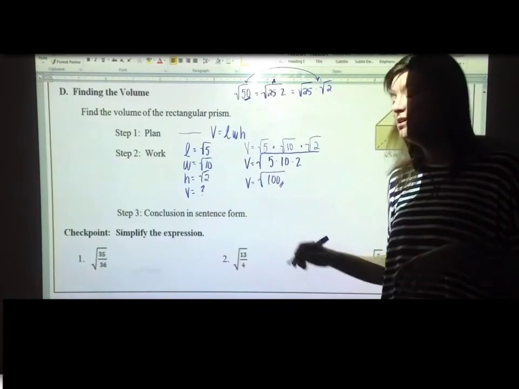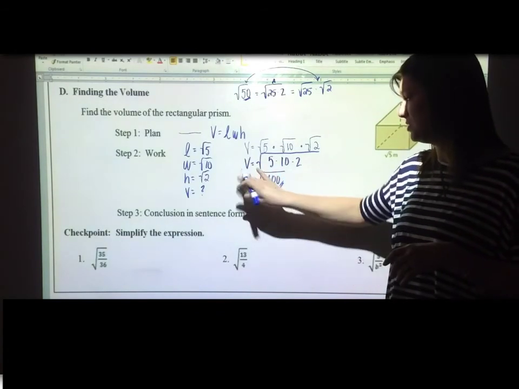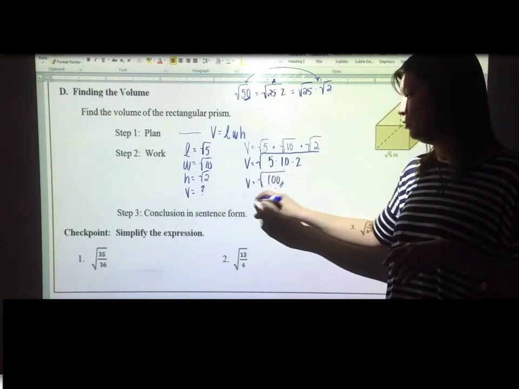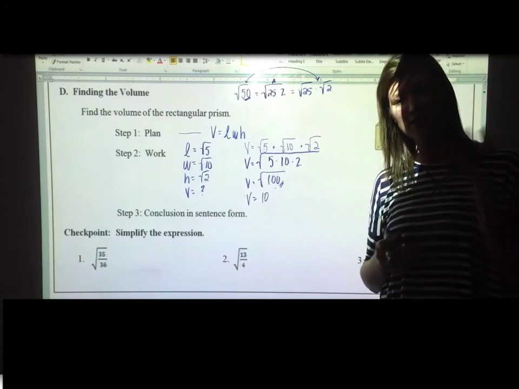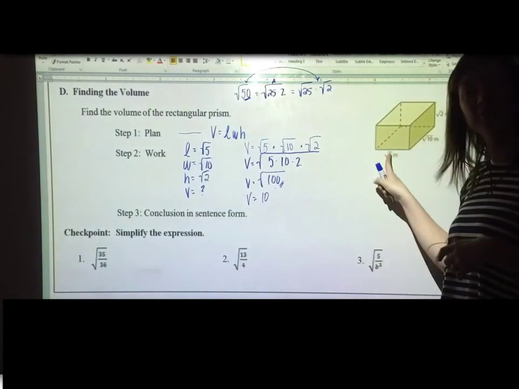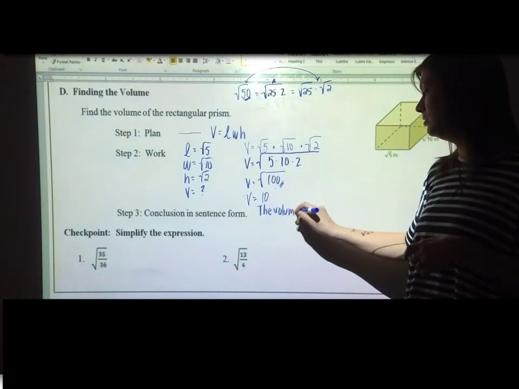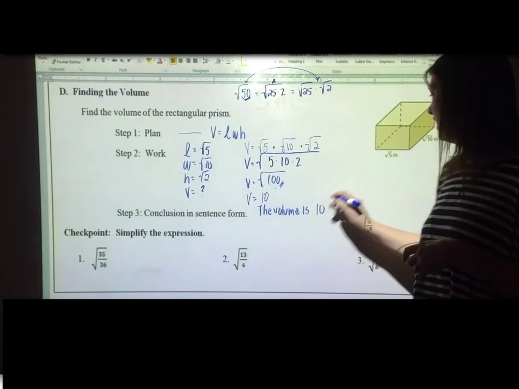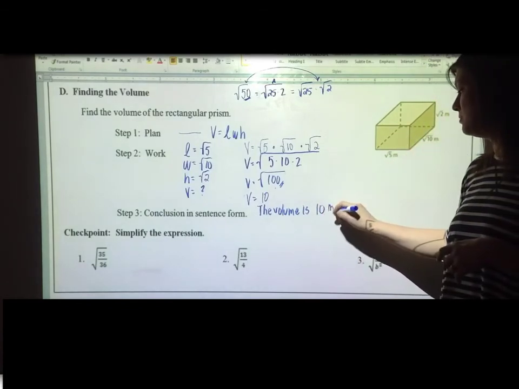because that radical of 100 is a perfect square now. So when I take the square root of both sides, we can say that the volume is equal to 10. The square root of 100 is 10. So now looking back at my conclusion, what is the volume of this rectangular prism? The volume is 10. And then we have meters times meters times meters, so it's meters cubed.